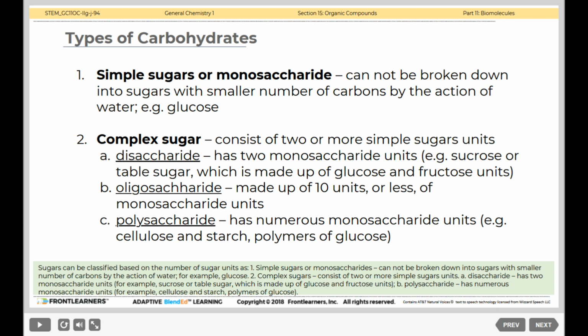A disaccharide has 2 monosaccharide units. For example, sucrose or table sugar, which is made up of glucose and fructose units. A polysaccharide has numerous monosaccharide units. For example, cellulose and starch, polymers of glucose.